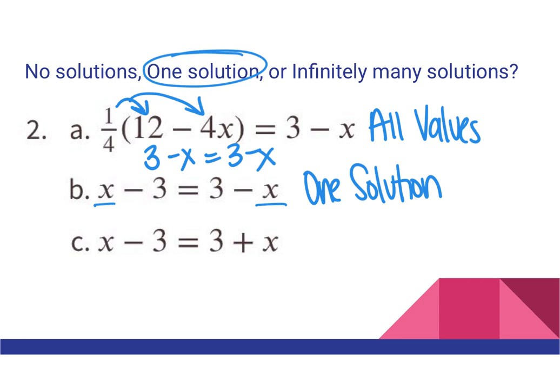Let's look at the last one. We have the same number of x terms on both sides, but we are adding 2 different numbers. So this is no solution.